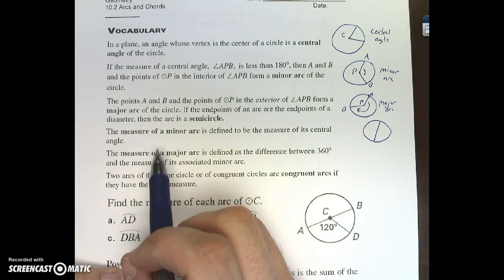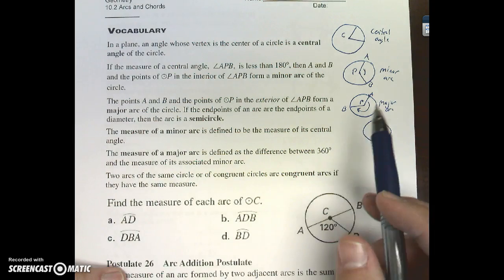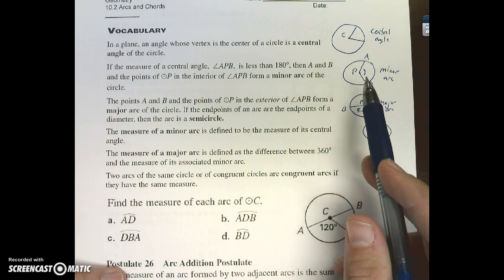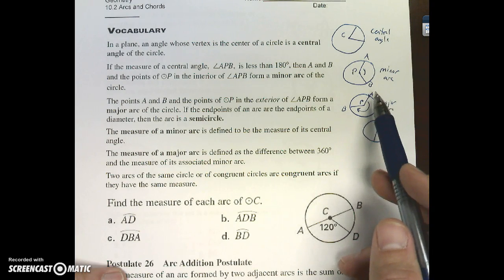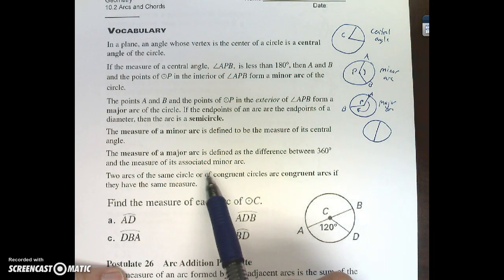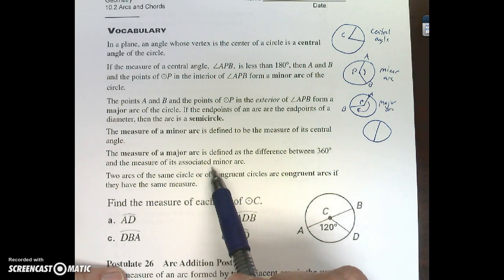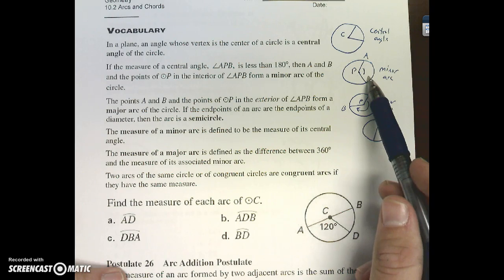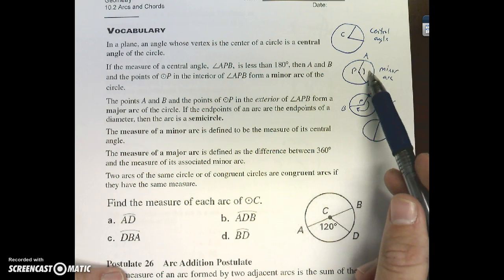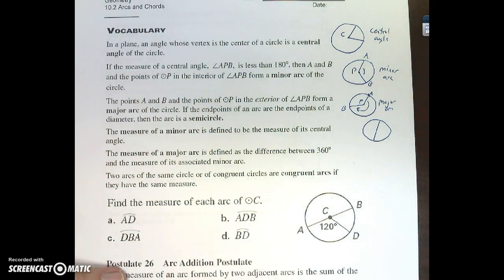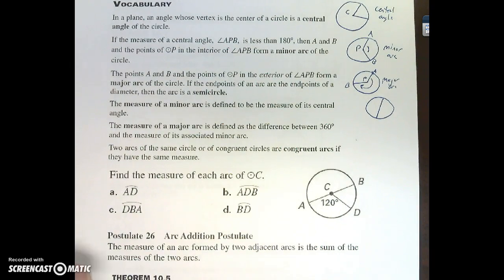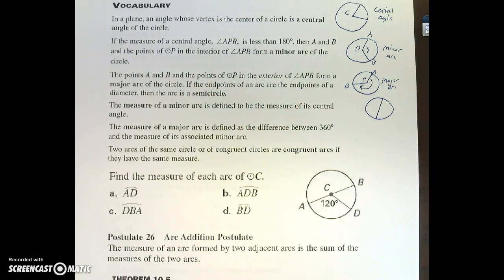The measure of a minor arc is defined to be the measure of its central angle. So a minor arc is whatever this middle angle is equal to. So for example, here, this is roughly about 120 degrees, so the minor arc itself would be 120 degrees. The measure of a major arc is defined as the difference between 360 degrees and the measure of its associated minor arc. So back to this example, if I want to find the other arc, and I knew this was 120, I could just do 360 minus 120 to get my other arc. Okay? So we're going to be using 360 a lot with circles, which makes sense. Lastly, two arcs of the same circle or of congruent circles are congruent arcs if they have the same measure. So if they have the exact same measure, we have congruent arcs.